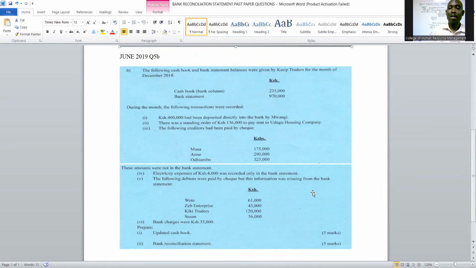In the bank statement, it's supposed to be actually a positive bank balance. Then during the month, the following transactions took place or were recorded. We have them, and now we are told to do the updated cash book and the bank reconciliation statement. So how do we go about it? Again, you can take a screenshot of what you are seeing there so that now we can go to the board.